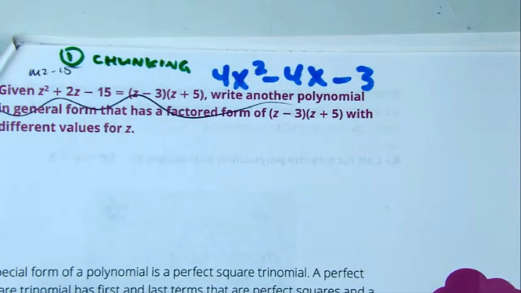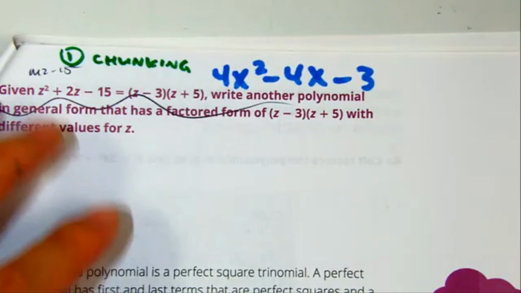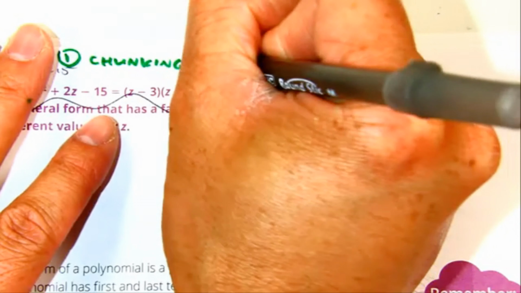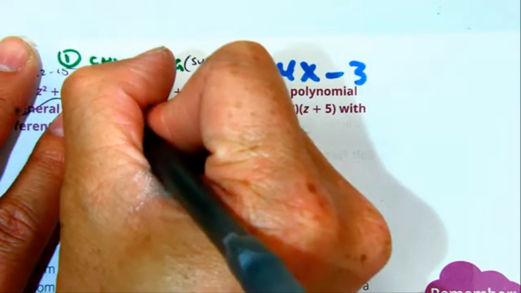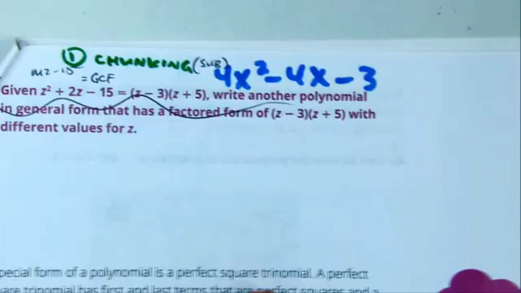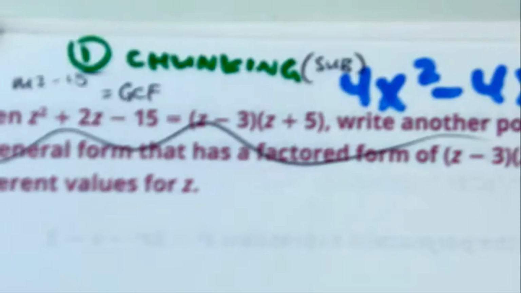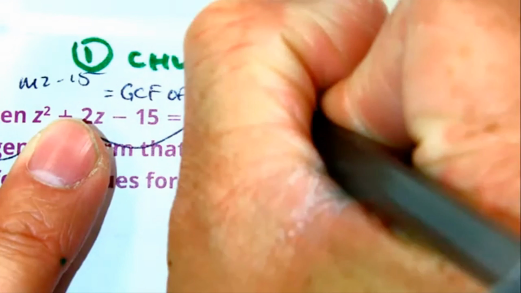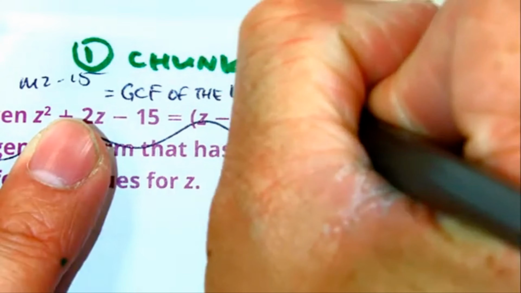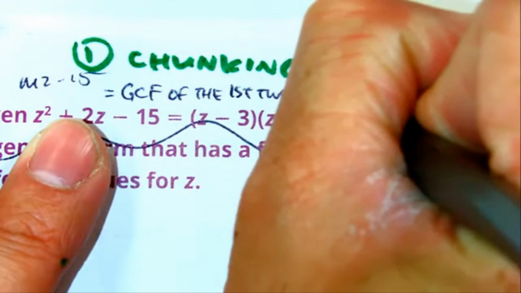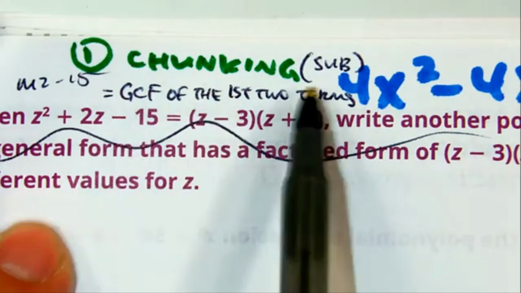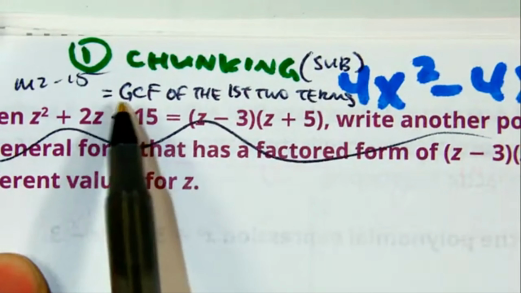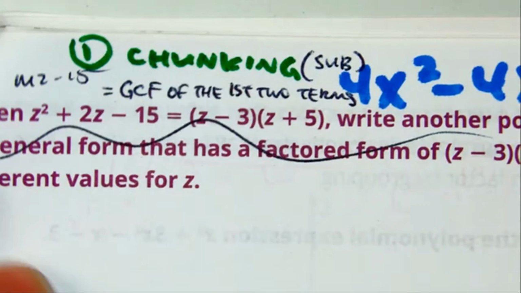Chunking. What is chunking? Chunking is a substitution. Or another way of saying it is chunking is the greatest common factor of the first 2 terms. Chunking, you'll see, is a substitution. And it's really a greatest common factor of the first 2 terms.